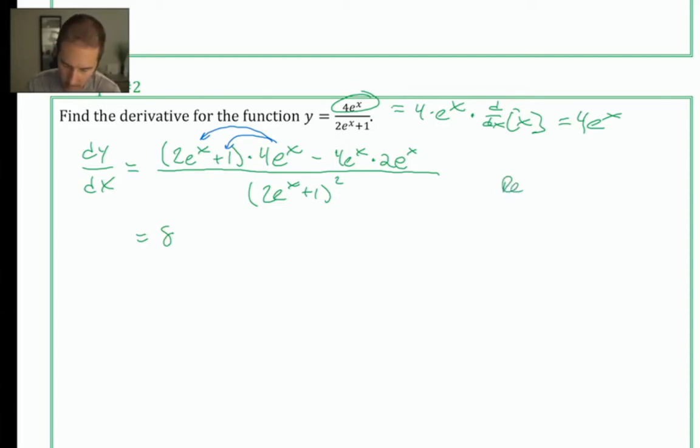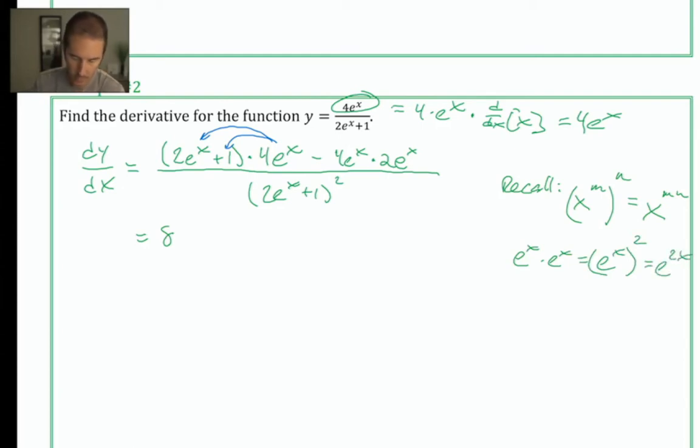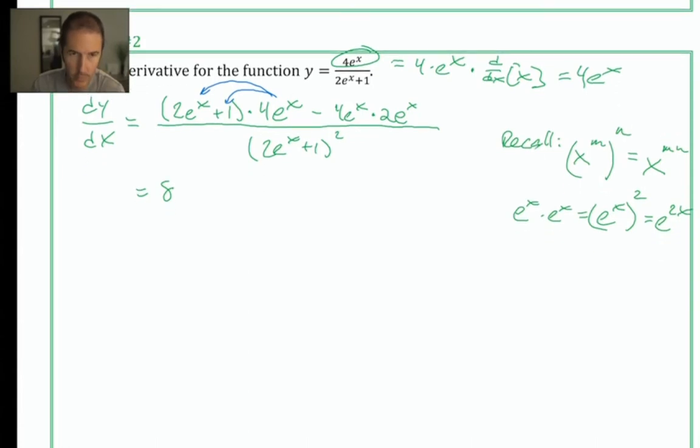Remember that x to the m to the n is equal to x to the m times n. So we can multiply those exponents together. Therefore, e to the x times e to the x, which equals e to the x squared, can be written as e to the 2x. So you're welcome to include that in your notes somewhere if you would like.